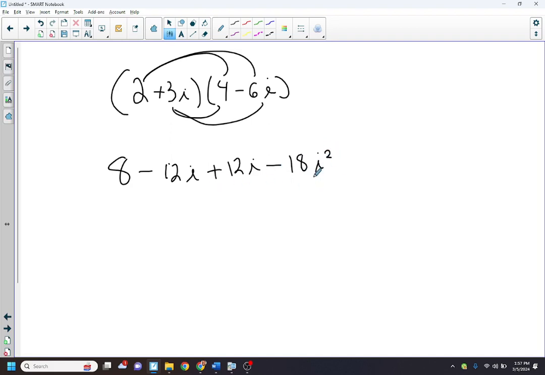And then, so it's 12 and 12. So this is going to become positive 18. And negative 12 plus 12 happens to cancel out to 0. That doesn't always happen. Then it's 8 plus 18, which is going to be 26.